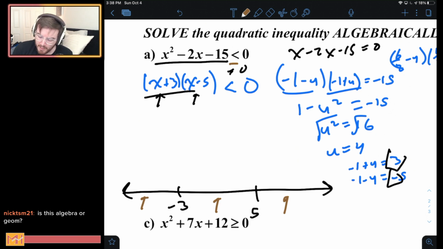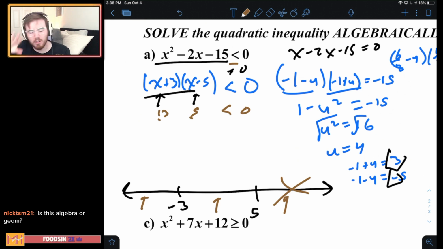So think about this. Let's plug in 10. So 10 plus 3 is 13, and 10 minus 5 is 5. 13 times 5, who cares what 13 times 5 is? 13 times 5 is clearly not less than 0. So this part doesn't count. You see what I'm getting at right there? I'm testing out a number and going, is it less than 0? No? Okay, that's not a part of the solution.